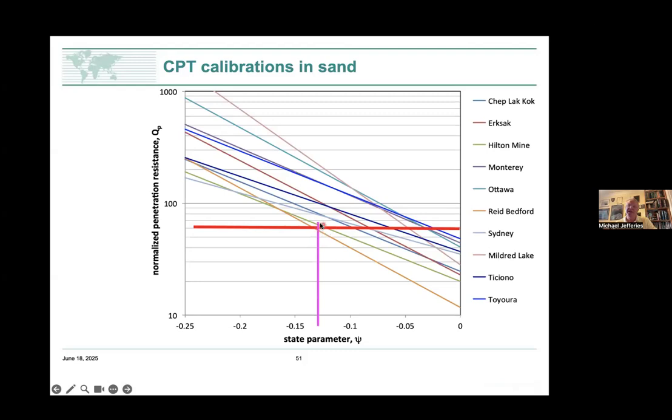If that was the appropriate calibration, you'll be a very happy engineer of record because you've got a state parameter of minus 0.113. That's a very dilatant material. However, if your calibration is more like Toyoura sand, you've got a state parameter of minus 0.015. You're actually in flow slide territory or getting towards it. And your decision as an engineer of record doesn't depend on the measured tip resistance, because that's that red line, but on what calibration is appropriate to your soil.